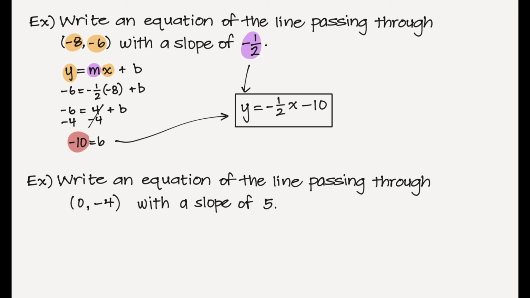This next time, we're told to write the equation of the line passing through 0, -4 with a slope of 5. So I know the slope, and look at that. The point that we're given automatically gives us the y-intercept. So my formula then is y equals 5x minus 4. And I'm done.